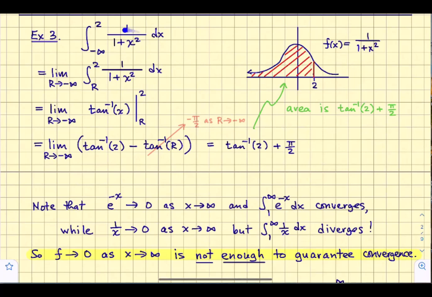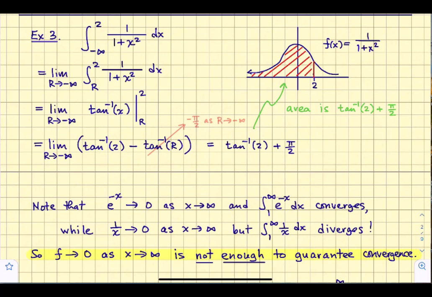So we'll rewrite this improper integral as a proper integral. Since here, this is the endpoint that is going off to minus infinity, we will rewrite this as the integral from r to 2 and take the limit as r goes to minus infinity. This is an antiderivative we should be familiar with from Calculus 1. The antiderivative here is tan inverse of x. We evaluate between limits. We get this expression in r. Now we need to take the limit as r goes to minus infinity. This is just a number, so we leave it alone.